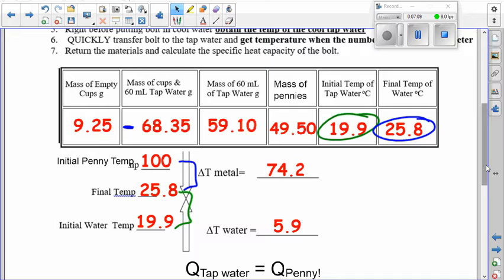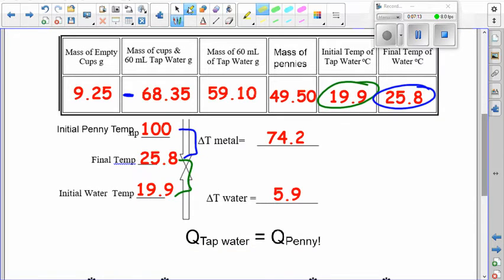Okay. Now here's the big idea. I'm going to highlight this. The Q of the water was the Q of the penny. In other words, the amount of energy the water gained, because it went up in temperature, is the exact same amount of energy that the metal lost. On Thursday, that was a bolt. Today, this is a penny.